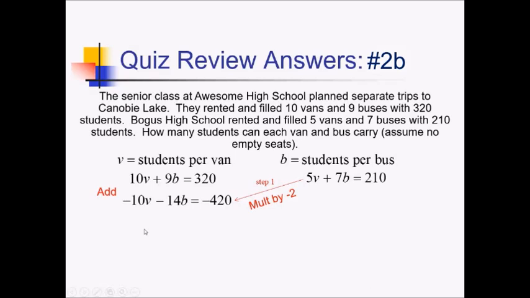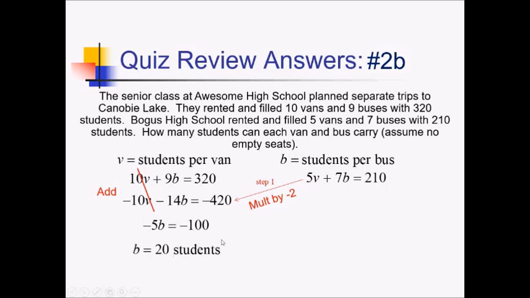Adding those equations together, 10V's cancel. 9B plus -14B is -5B. And then 320 plus -420 is going to be -100. Dividing both sides by 5, we discover that there are 20 students per bus.